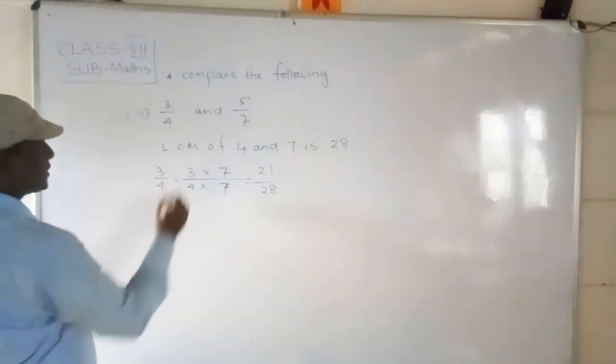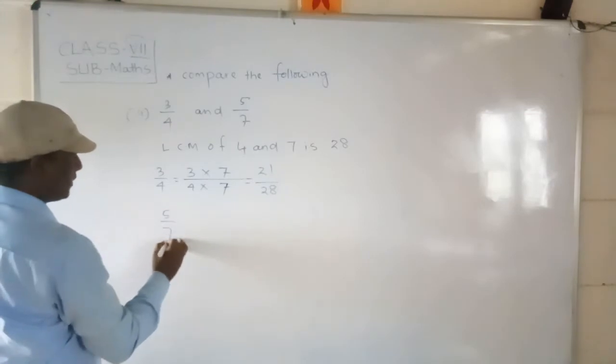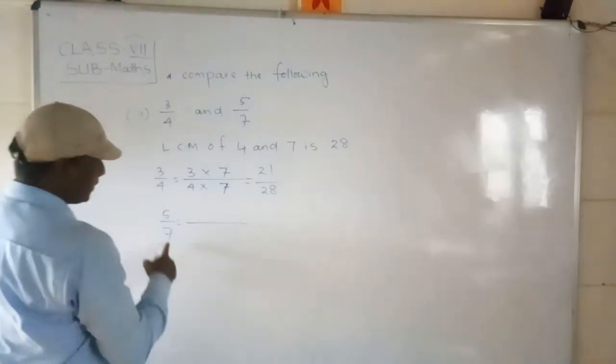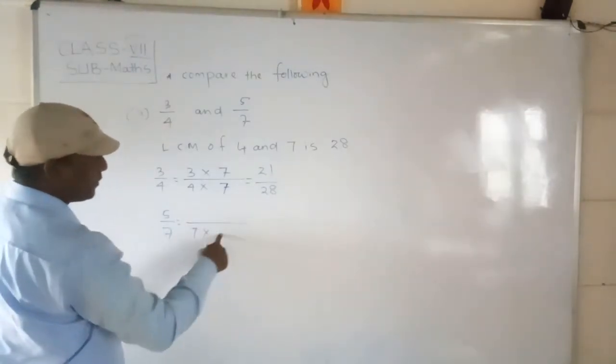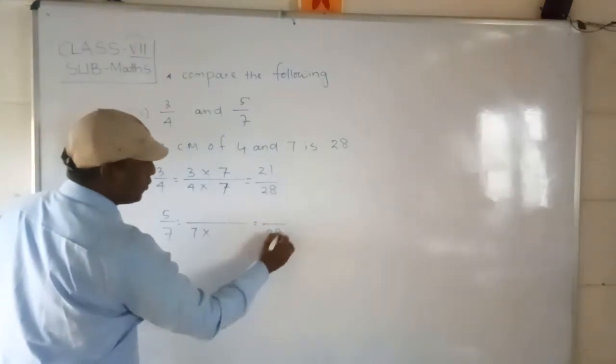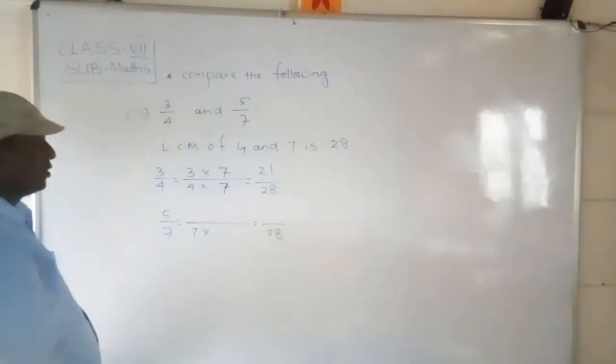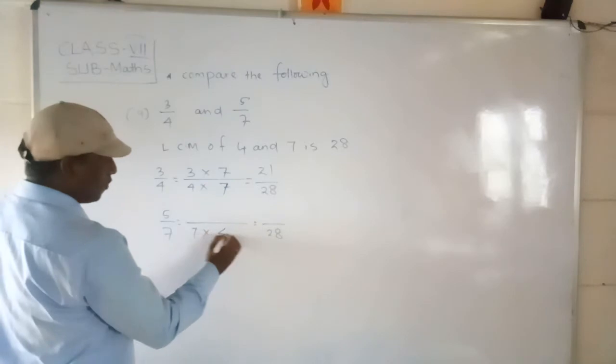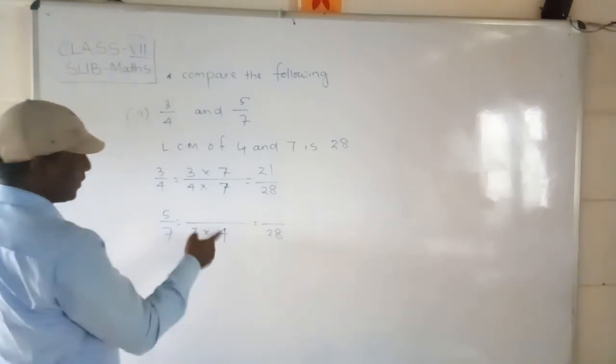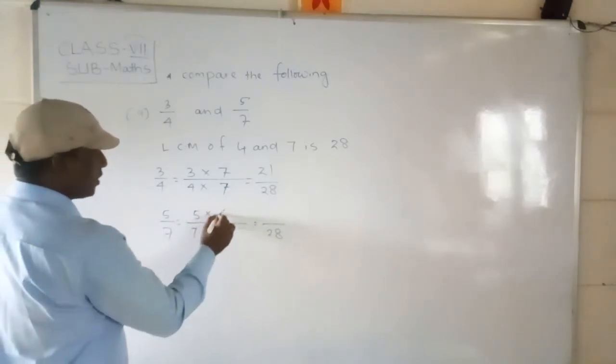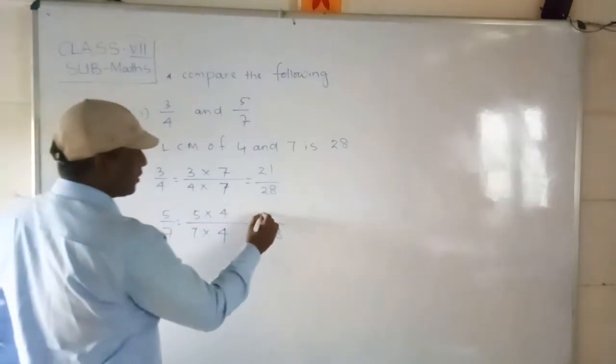Next we can go for the second one, 5/7. Same, draw one line. First, 7 into which number gives 28? Both denominators should be 28. In the 7 table, 7 fours are 28. So the numerator also multiply with 4. So 5 fours are 20.